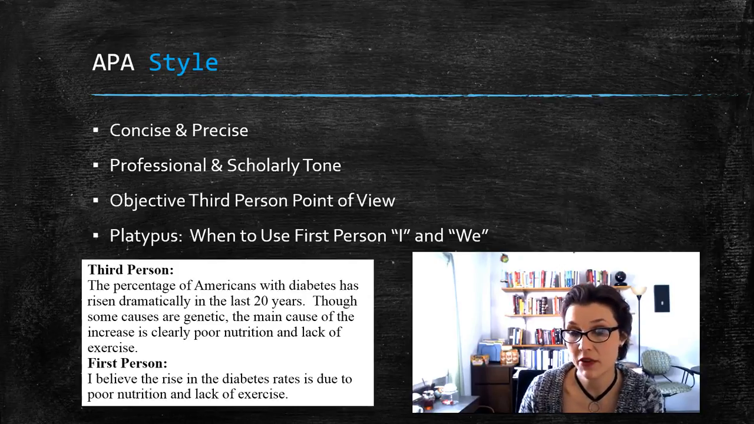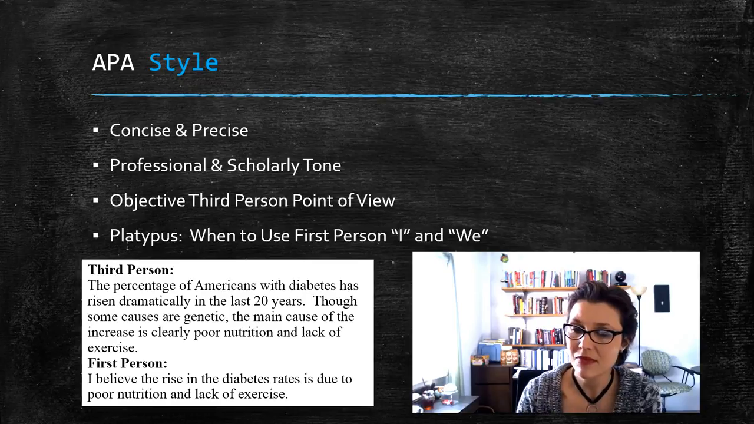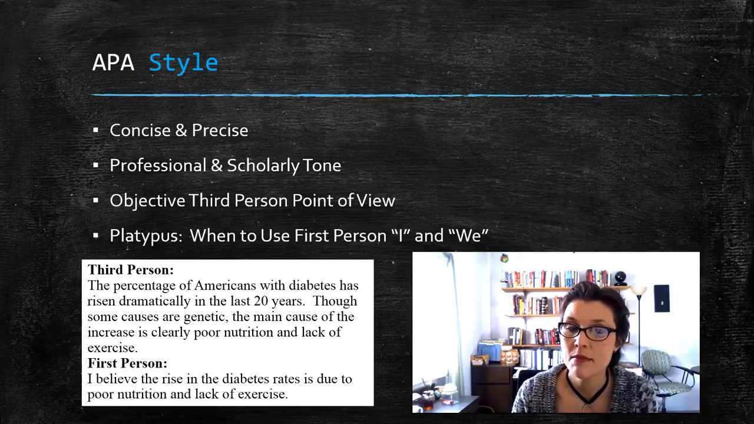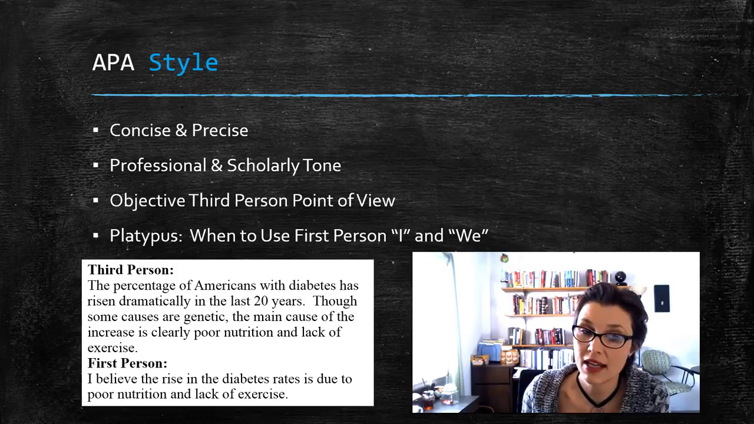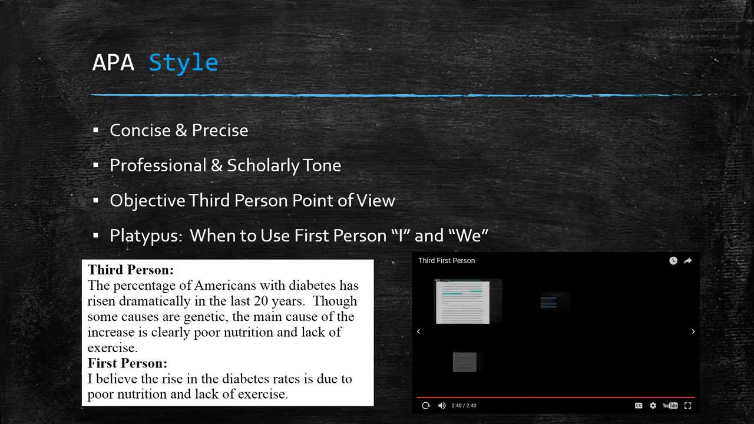Then you could say we if you had a team together. Now, you're not going to do this very often. Make sure you double check with your instructor that that is what he or she wants in the paper. But if you do have to use first person, make sure you use the correct pronoun, I or we. Do not use this author or this researcher. APA actually has in the manual that that is not what you do, that you actually refer to yourself as I.